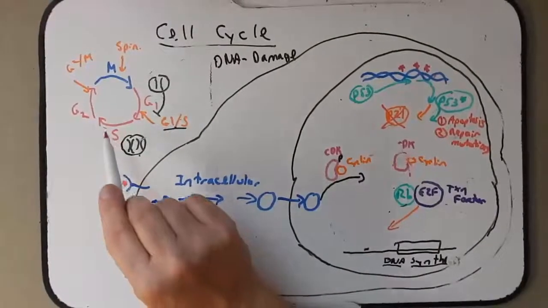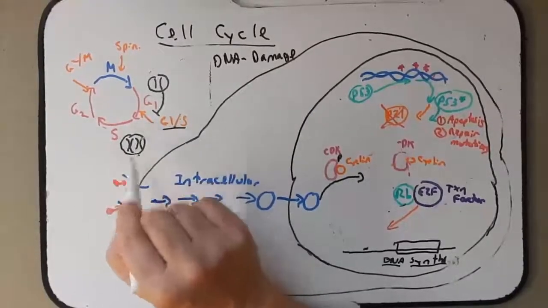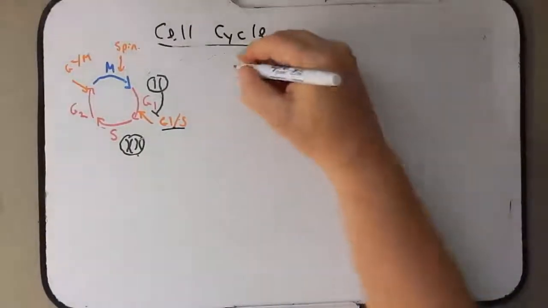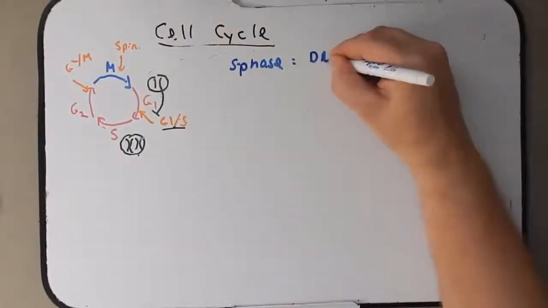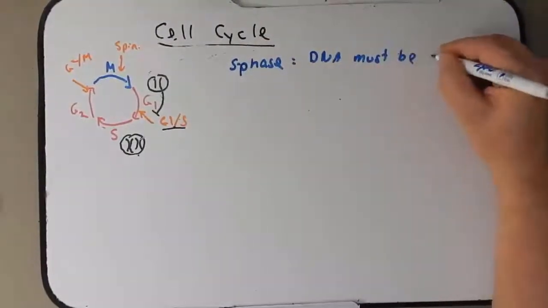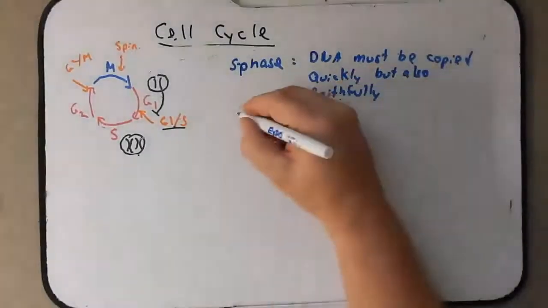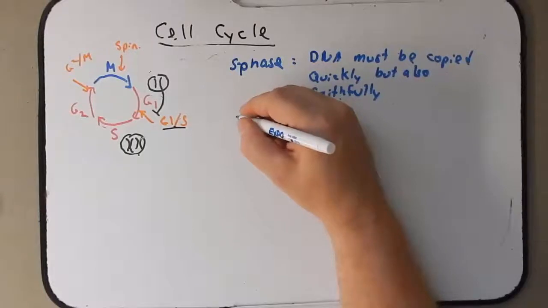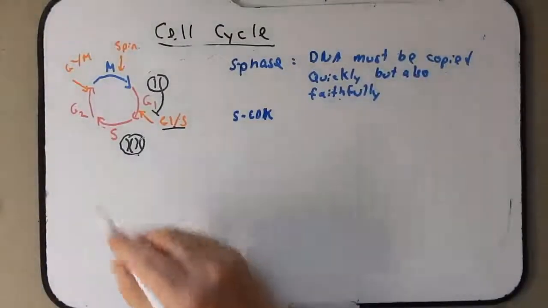And now let's pick up from here and ask what's happening during S phase so that the DNA can be faithfully copied. So what happens during S phase? All the DNA must be copied quickly, but also faithfully. And we'll talk in a little bit about how this protein called SCDK helps drive this through the S phase.